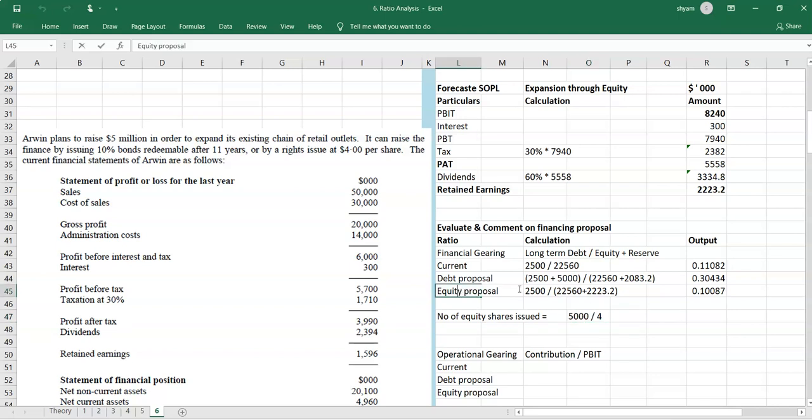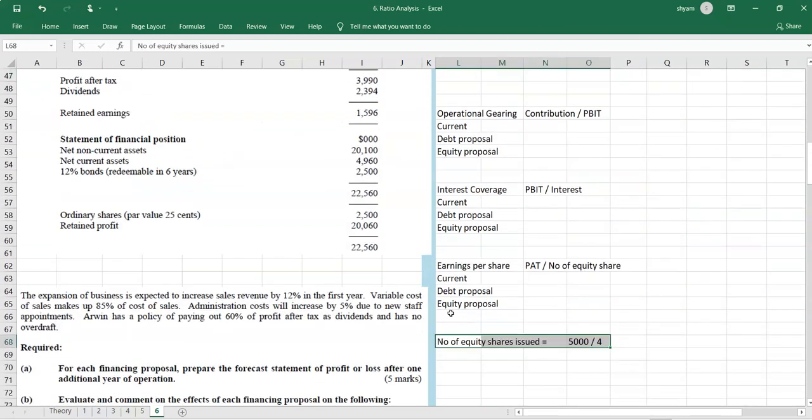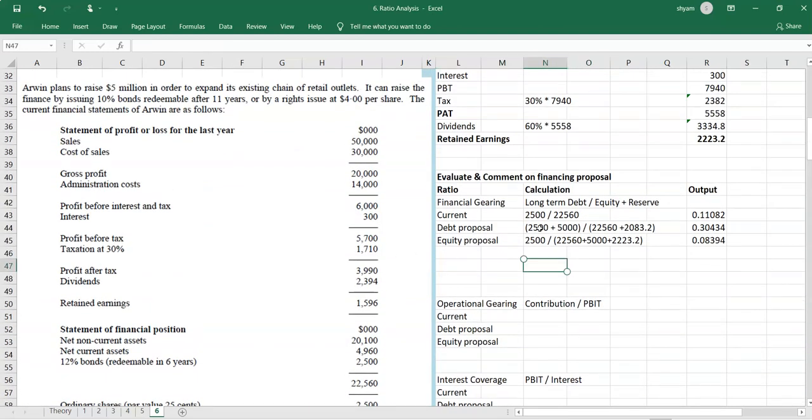Okay, equity proposal would be, see, the total number of equity shares will rise. So how much will it rise? It will rise by 5,000, right? It will rise by 5,000, the total amount. So now you just have to put it. I think you will get the answer, right? You got the answer here. So this part you don't need to do here. You can actually do it in the EPS. Okay, so hope you got the idea here.